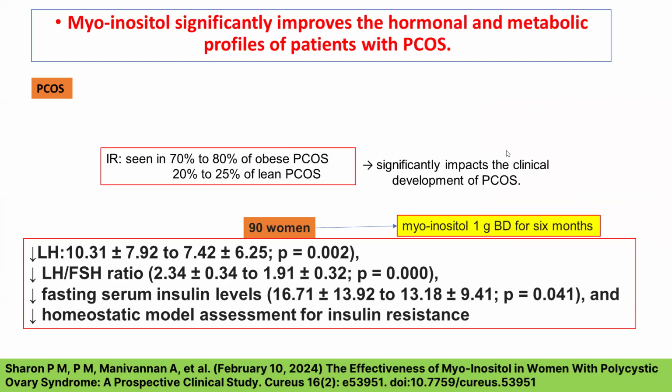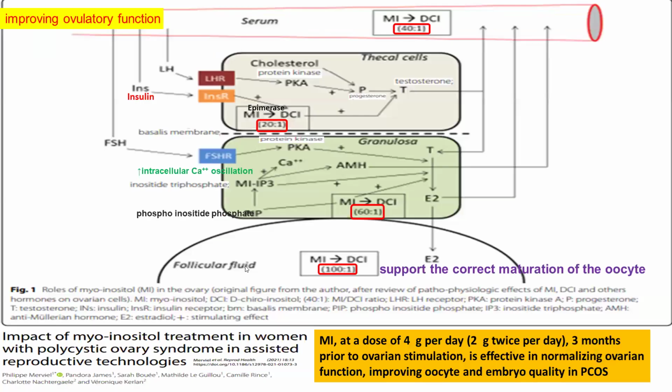Many publications support this concept, and myo-inositol significantly improves the hormonal and metabolic profiles of patients with polycystic ovary and significantly impacts the clinical development, because it improves insulin resistance, which is one of the main causes of the pathophysiology of PCOS. So if you give inositol 1 gram twice daily for 6 months, this will lead to an improved hormonal profile and decreased serum insulin, as seen in this study.